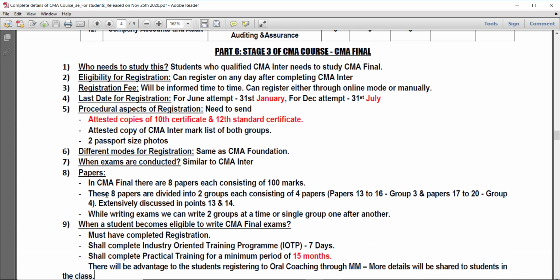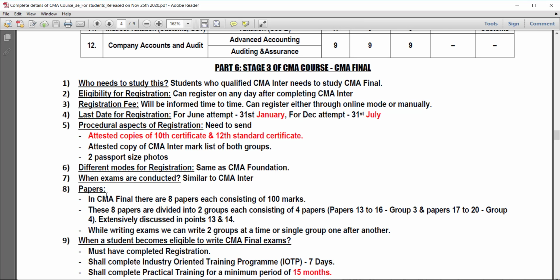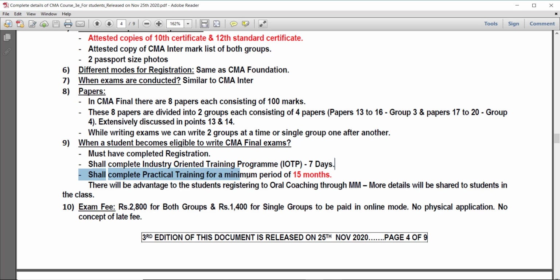As I said earlier, in order to write your CMA final, you have to complete 15 months of practical training. But articles or practical training is not the only option. If you are in any job or service in the field of accounts, finance or costing, and have an experience of 15 months, then you can claim exemption from practical training and submit that job experience of 15 months in order to attempt your CMA final course.